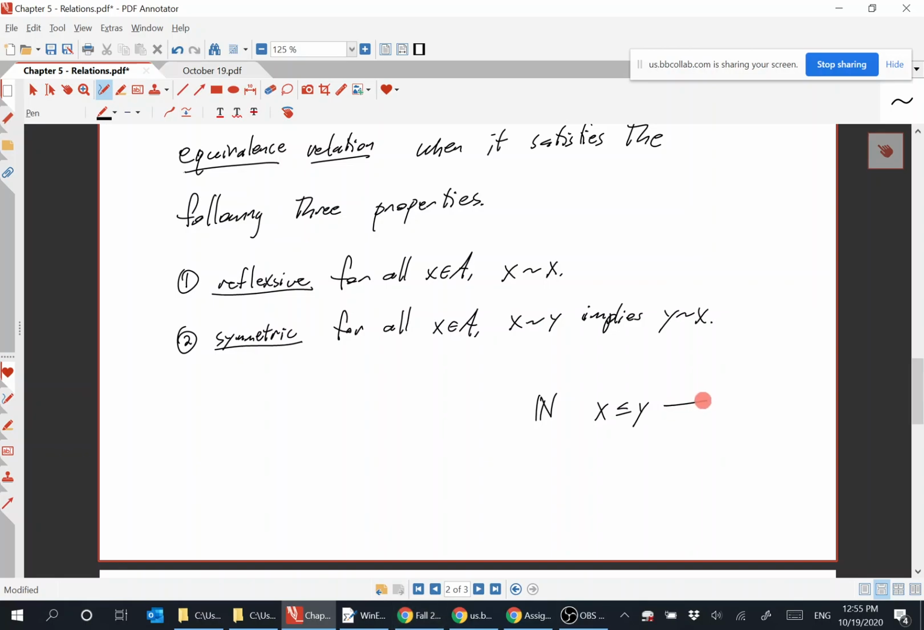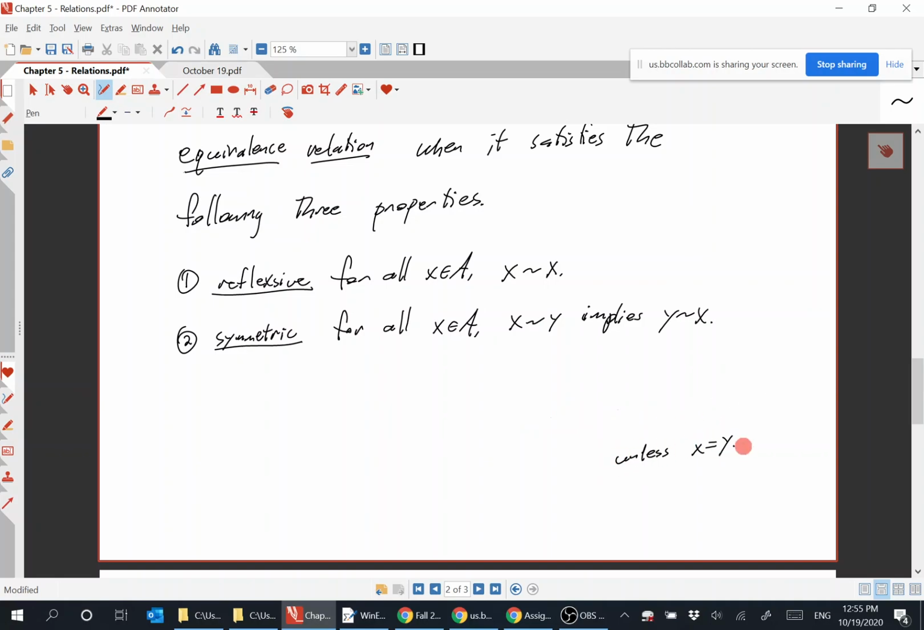So X less than or equal to Y does not imply Y is less than or equal to X unless X equals Y. Yeah, unless they're actually equal. So this type of relation is definitely not symmetric. Equivalence relations are. So this is not what we're talking about here.